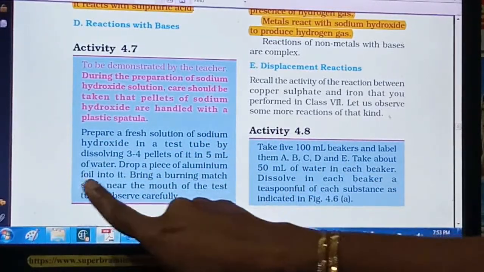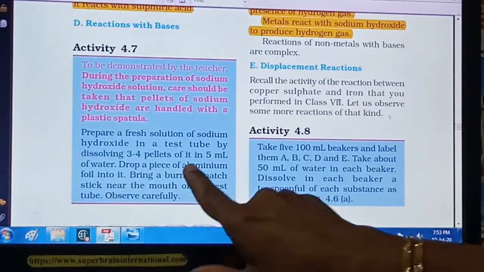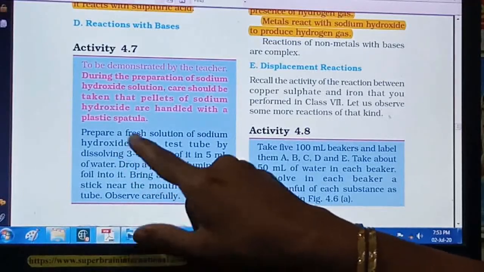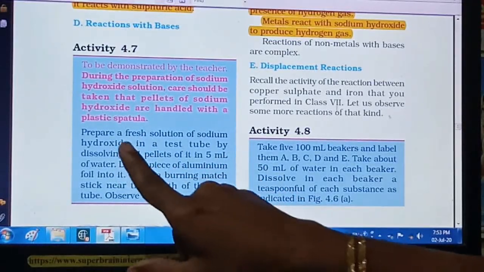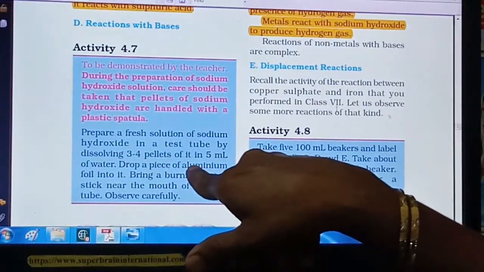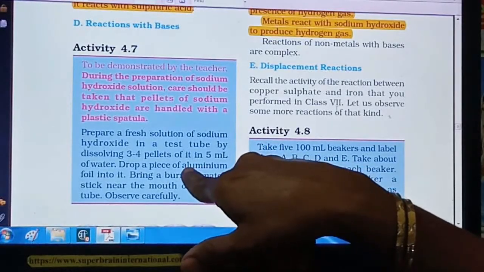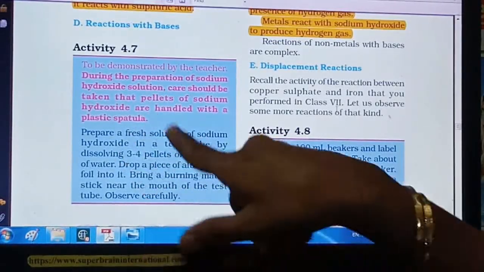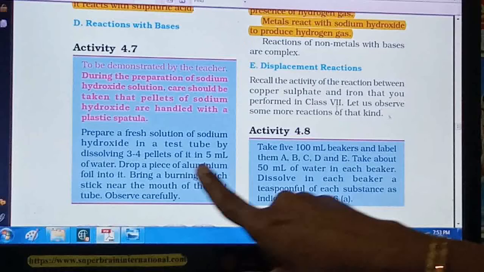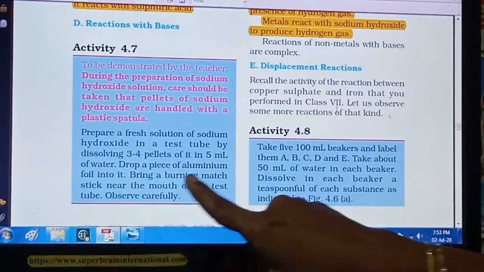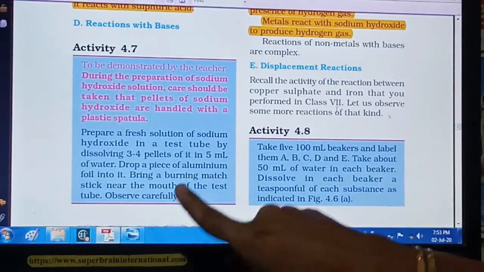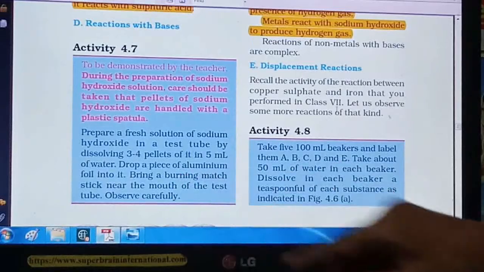So this will give you a solution of sodium hydroxide in water. Drop a piece of aluminium foil into it, because aluminium is a metal, right? Sodium hydroxide, if you see, is a base, the OH group is there. Now here we can see aluminium, as it is a metal. When we drop this aluminium into the sodium hydroxide solution, definitely a metal will react with a base. Bring a burning matchstick near the mouth of the test tube and observe carefully. Now here you have to see what happens.